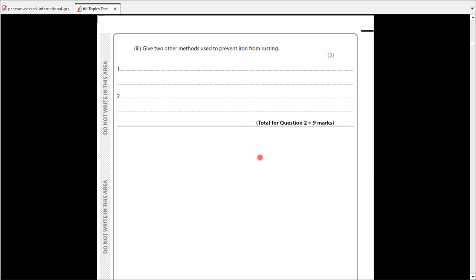So, electroplating can be one of the techniques. Alloying can be one of the techniques. Apart from galvanizing, sacrificial protection, oiling, greasing, painting, covering with plastic sheets. So there are many methods given in your book. Okay. So oiling, painting, and the electroplating.